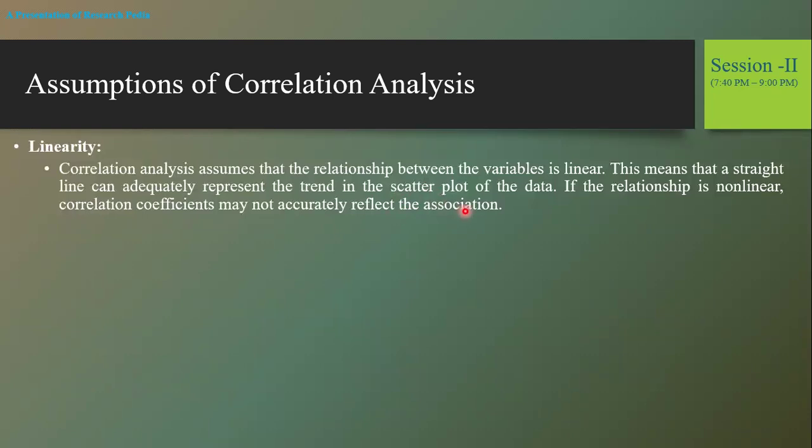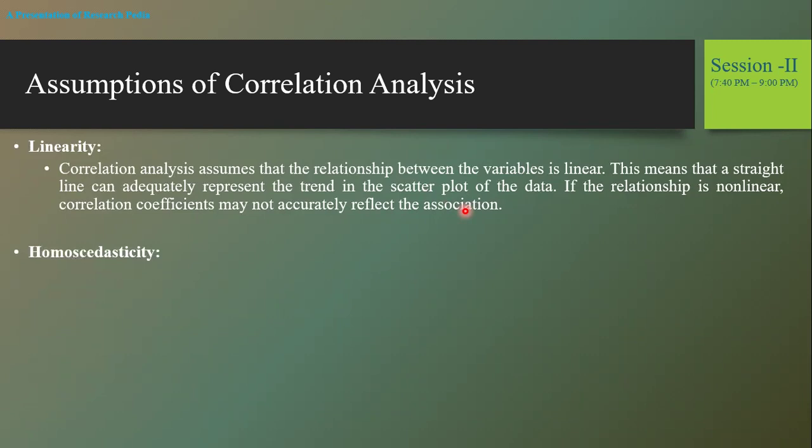So in case we find out that there is no linear relationship, we may apply a different method, like the Kendall's Tau method, which is for a non-linear or non-monotonic relationship.